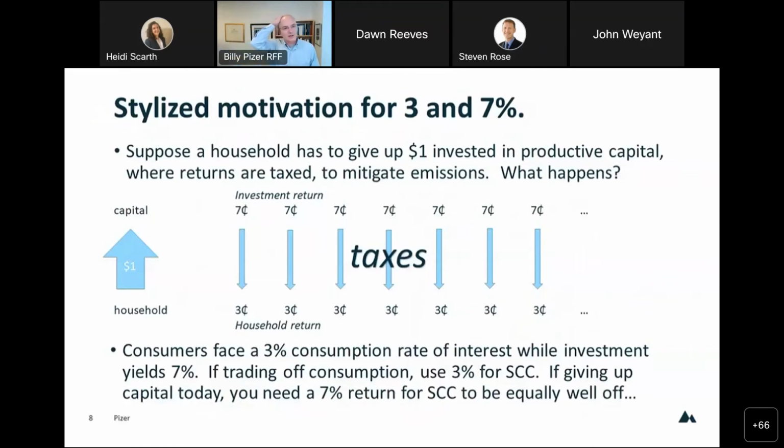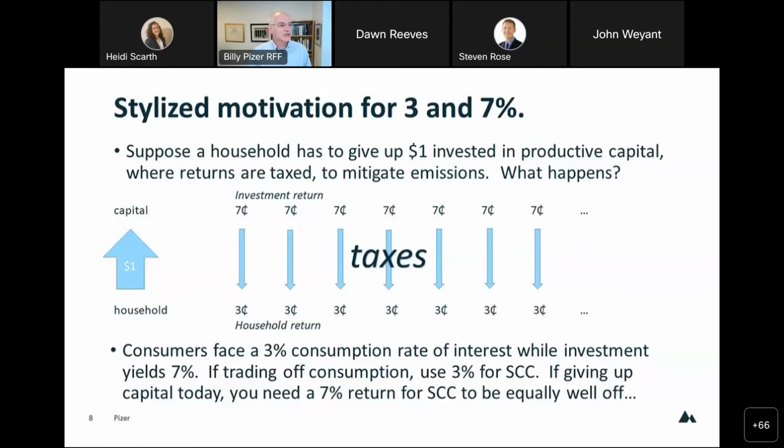So the stylized motivation for 3 and 7% is kind of a tax wedge between consumption and investment. It doesn't totally explain the difference between investment and consumption rates. That is, when you invest in the market, you're not being charged, whatever that is, 60% taxes, but it's the bulk of the difference, or it's a large part of the difference between the arguments for 7 and 3%.